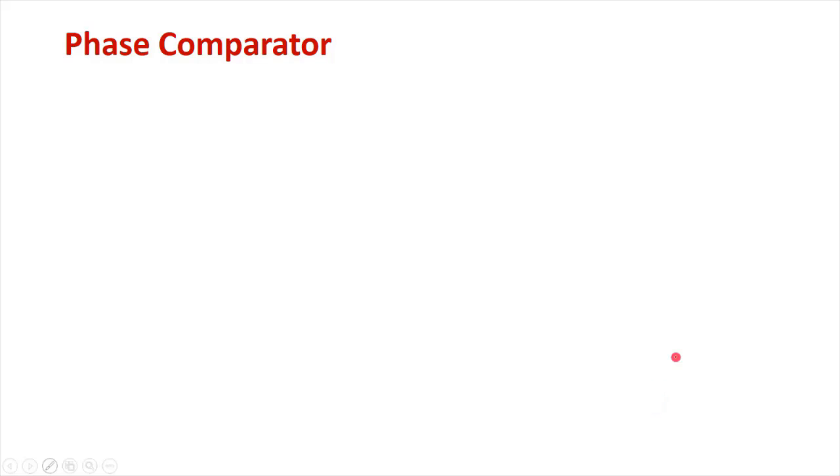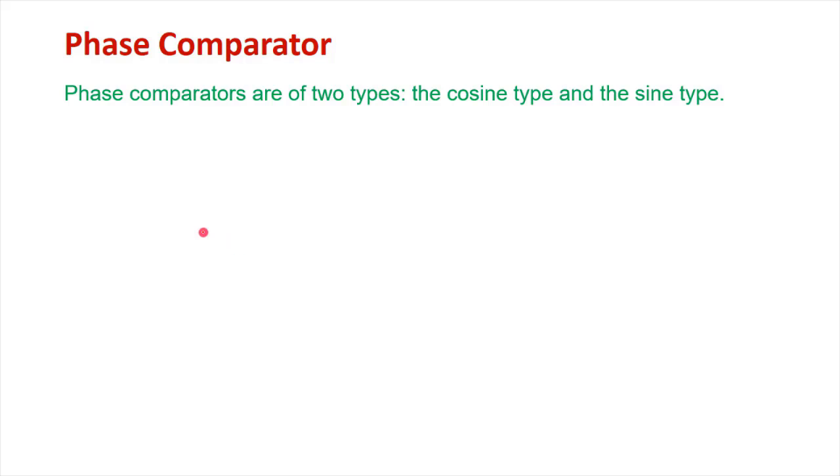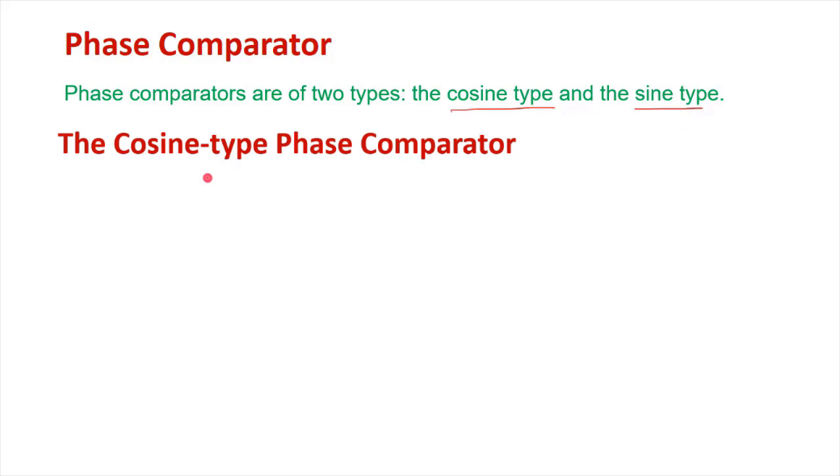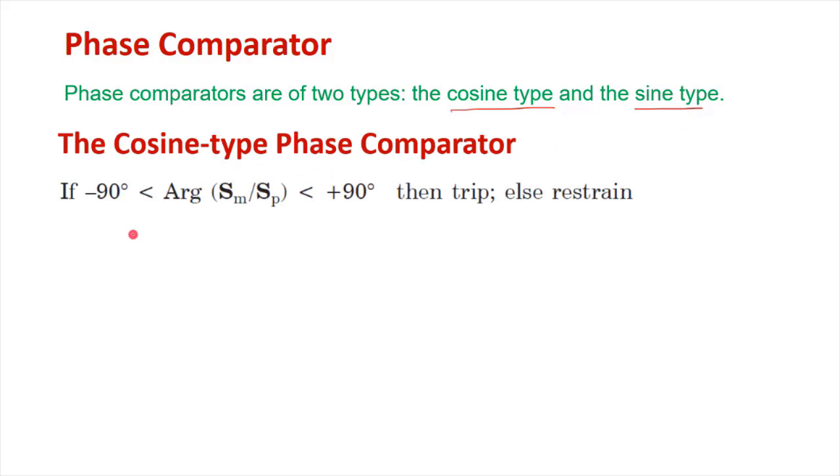So now we'll see how the phase comparator works. In fact, phase comparators are of two types. One we call the cosine type and the other is the sine type comparator. In the cosine type of comparator, if the angle between the measured quantity and the polar quantity lies between minus 90 degree and plus 90 degree, then it gives the trip signal. ARG indicates the argument of SM by SP, that means the phase angle difference between the measured signal and the polar signal. If it lies between minus 90 degree and plus 90 degree, then it gives the trip signal, else it restrains.